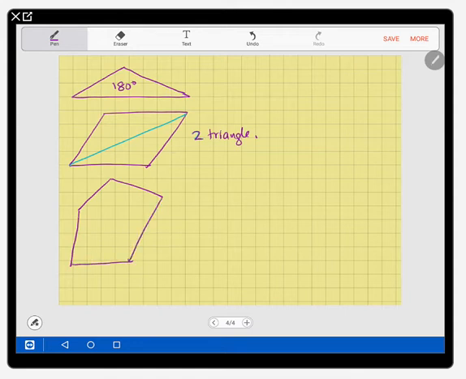That's got 4 sides. That one has got 3 sides. That one has got 5 sides, which is a pentagon. How many triangles can I possibly draw in that shape here? I can see there's 1 triangle here. So I got 3 triangles.